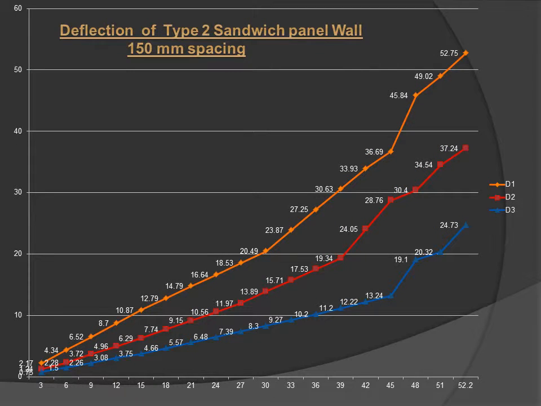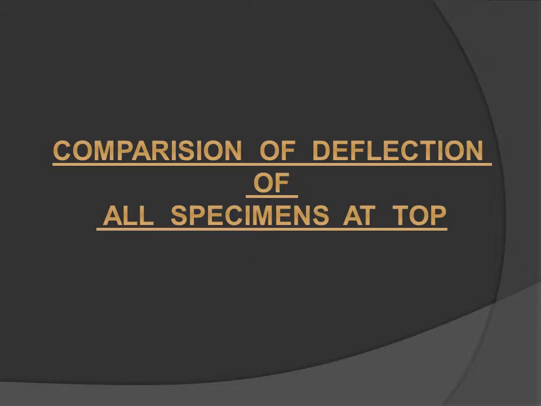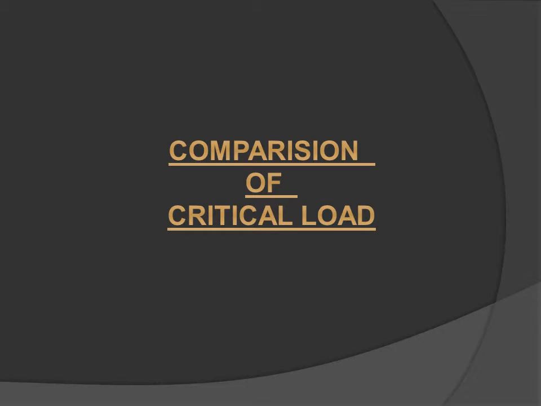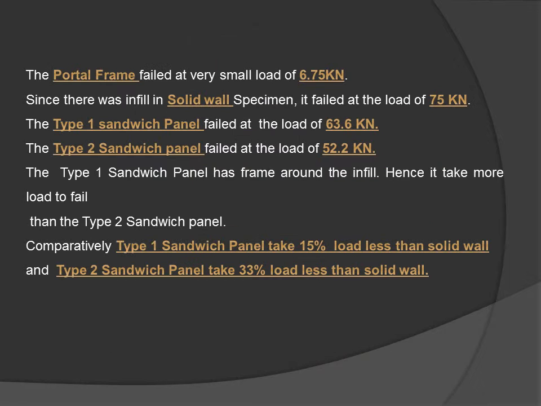And then this is the graph showing the deflection of the type 2 sandwich panel, 150 mm spacing. And this is a graph showing the deflection and load of the type 2 sandwich panel, 200 mm spacing. And we went for the comparison. By comparing, we drew these graphs, and then the comparison of the critical load. This graph represents the load and the specimens.